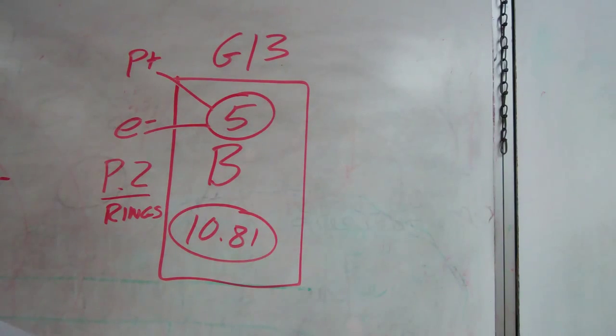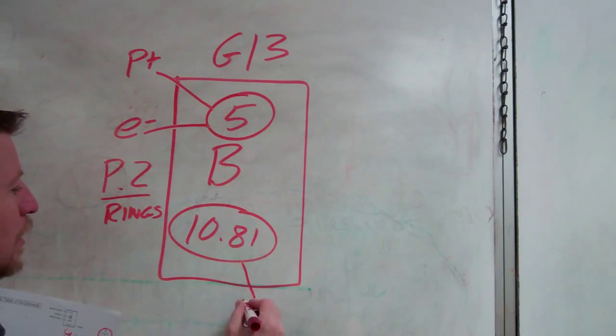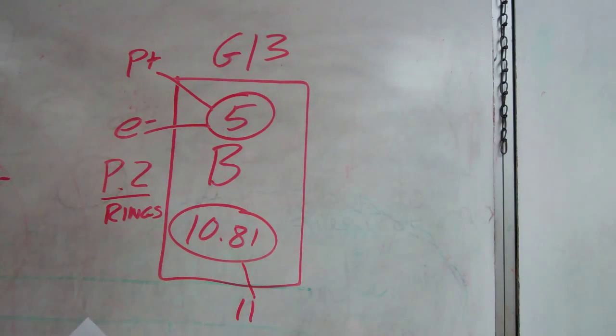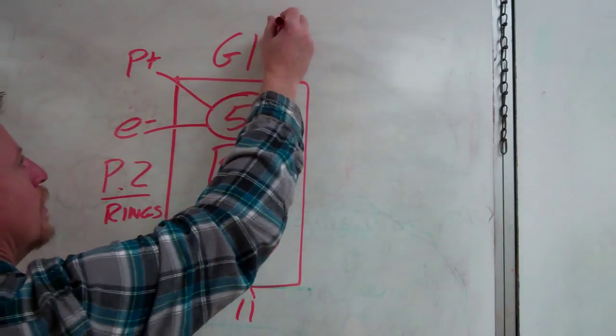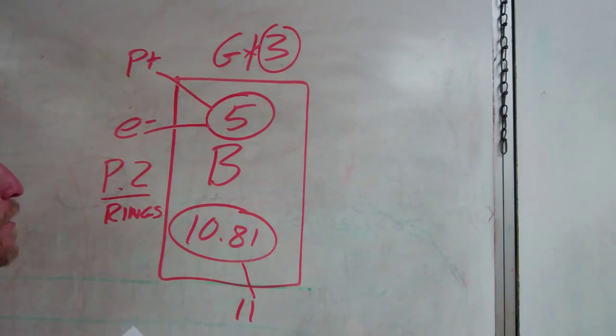Round it. Okay, round it. So it's 10.81, so what will I round it to? 11. Good, 11. Okay, so great. And we're going to circle this 3, because the 1's not going to matter when we have 2 digits, when we're talking about those numbers.